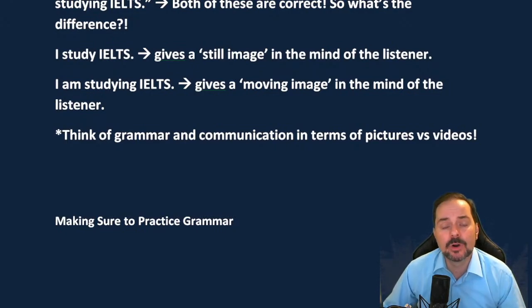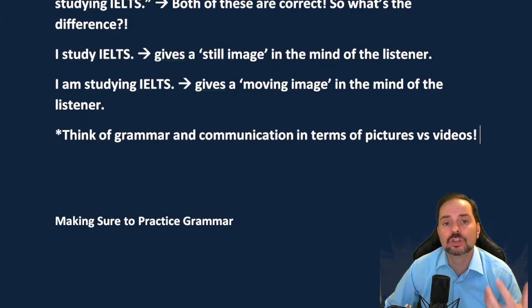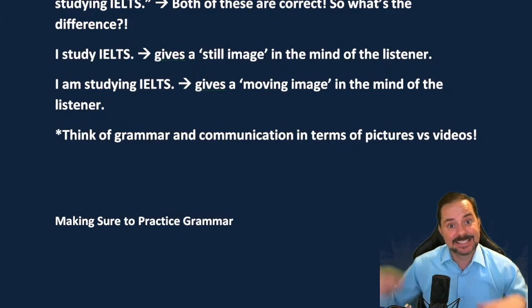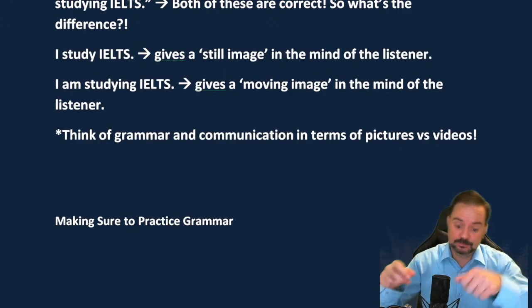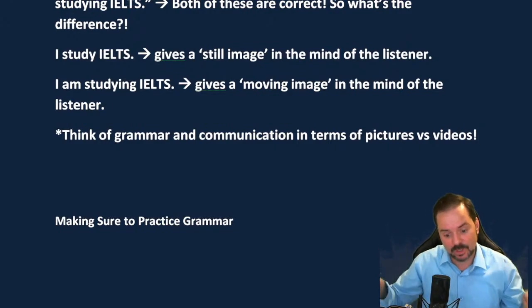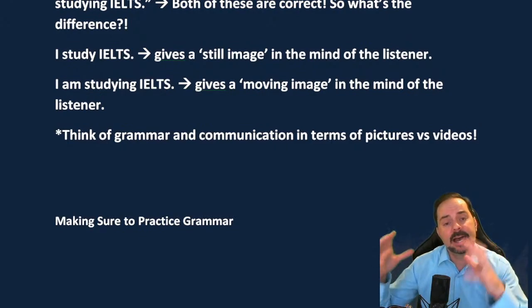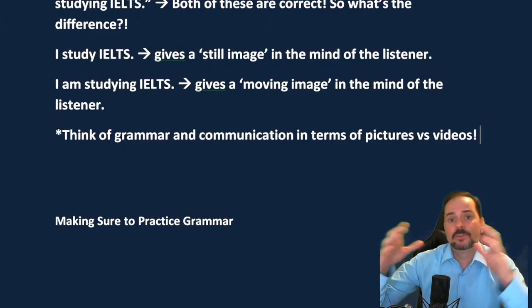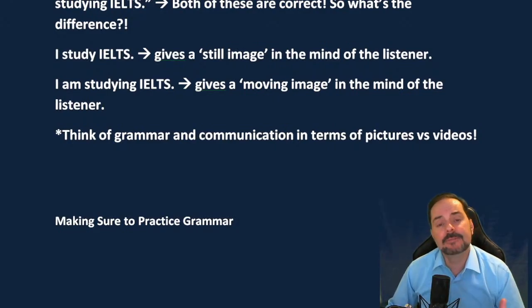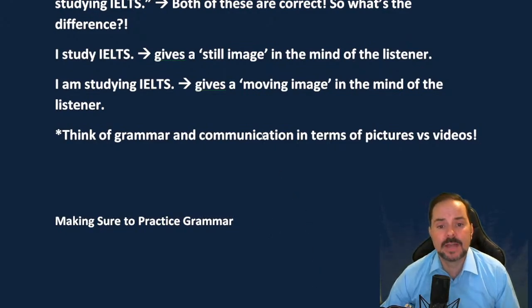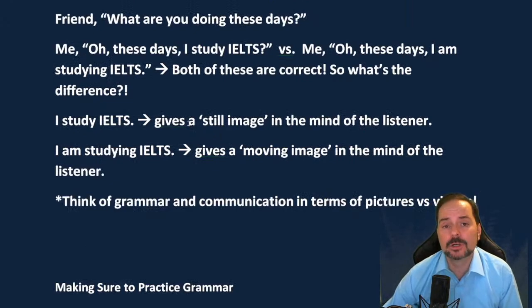So in grammar, we have this ability to control our communication with images, like "I study IELTS" to "I'm studying IELTS." Even though this isn't always conscious, our minds are very quick and very proficient at categorizing pictures versus video, okay? And we have this ability in the grammar, all right? So you want to control that, and you need to choose grammar to control that, okay?